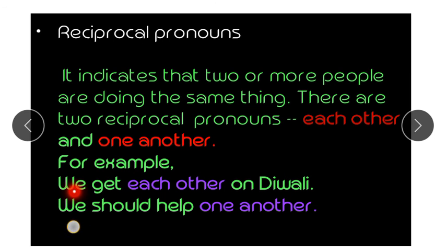For example, we greet each other on Diwali. We greet each other on Diwali. Here we are talking about two or more persons. We can't talk about one person here. Each other means two people are there. So we greet each other on Diwali.